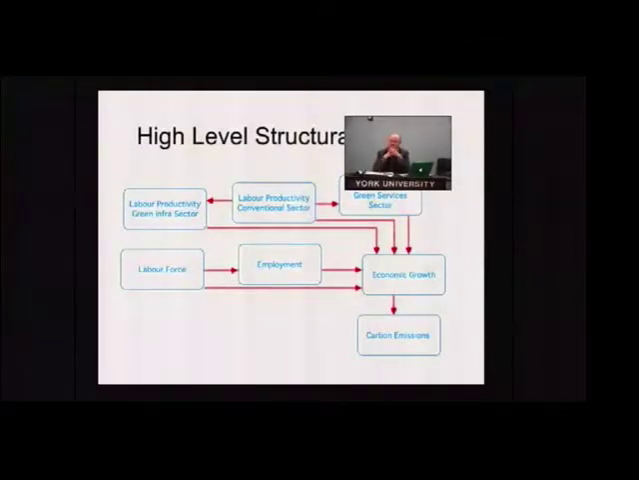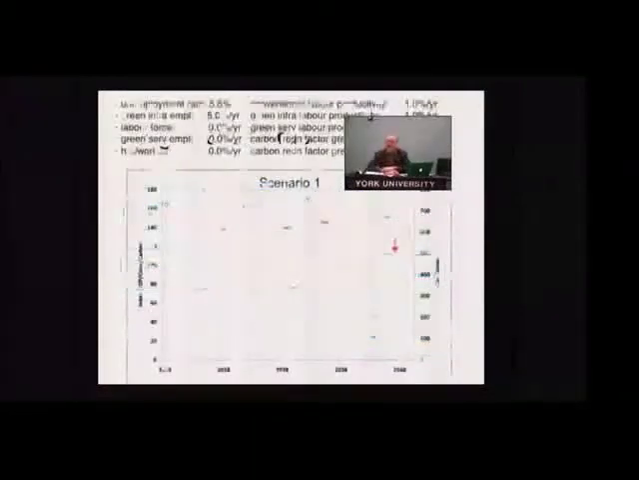And then on the right-hand side, at the top right-hand side, you have the green services sector, which is all of the employment in making houses more efficient, but it also, in our work here, includes the human services sector to make sure that people are adequately cared for, something that's really important with an aging population. Then also in the model is the labor force, the level of employment. You combine productivity and employment assumptions, you get the rate of economic growth, and out of that comes carbon emissions. So that's the basic structure of this model. Let me show you three scenarios.